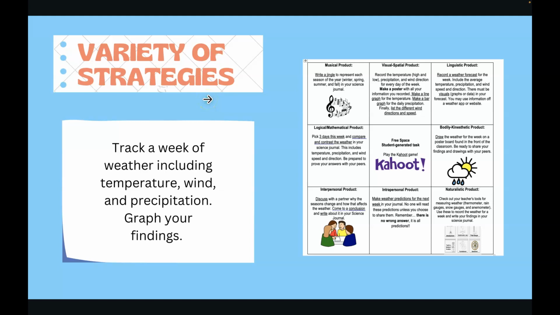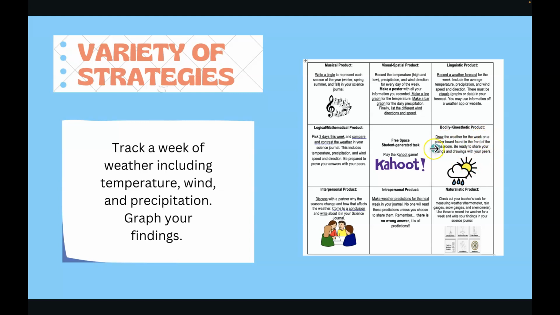The next strategy was using a variety of different outcomes. So like this, for the assignment, it's track a week of weather, including temperature, wind, and precipitation, and then graph your findings. For this one, I created a tic-tac-toe board. So this one is pick 3 days of the week, compare and contrast the weather, and you could give them sentence stems for that. This one was draw the weather on a poster.